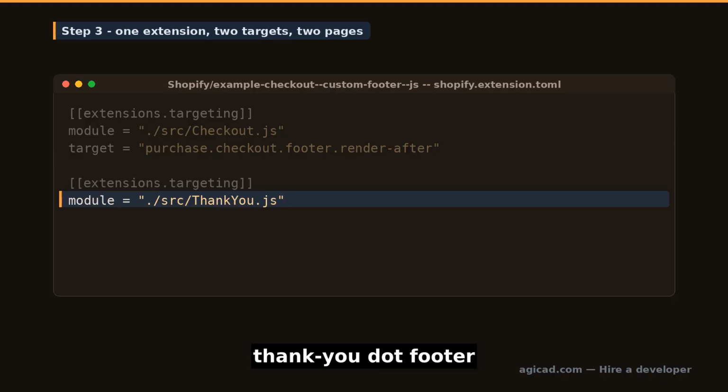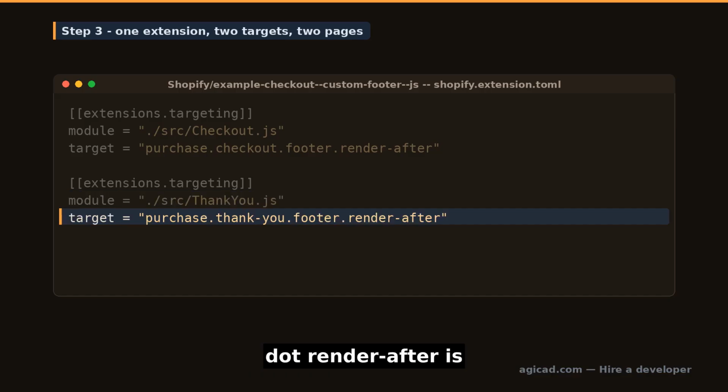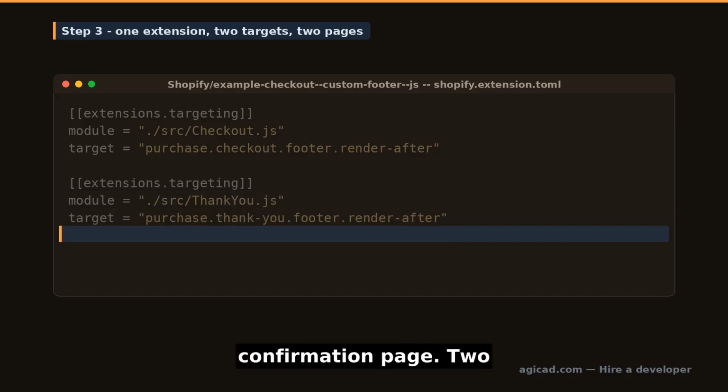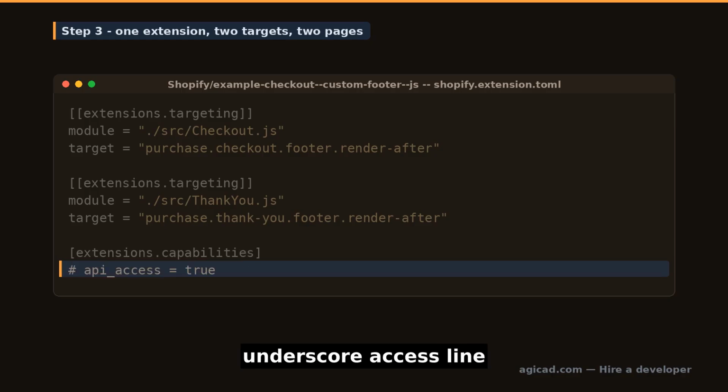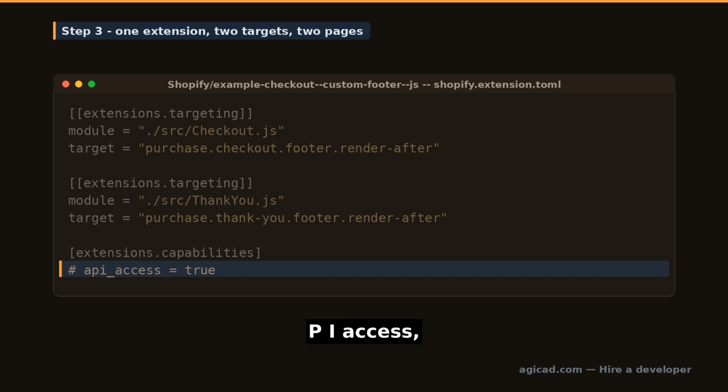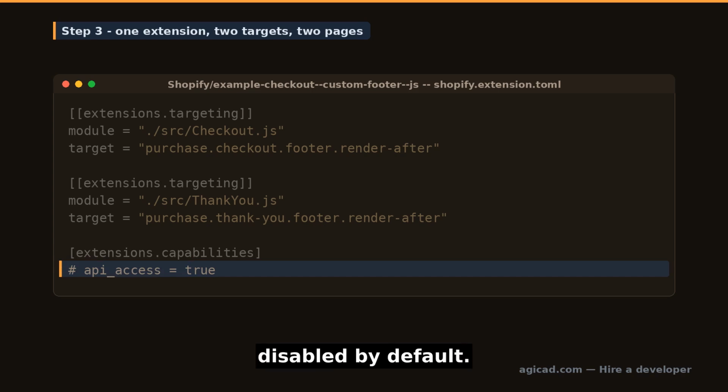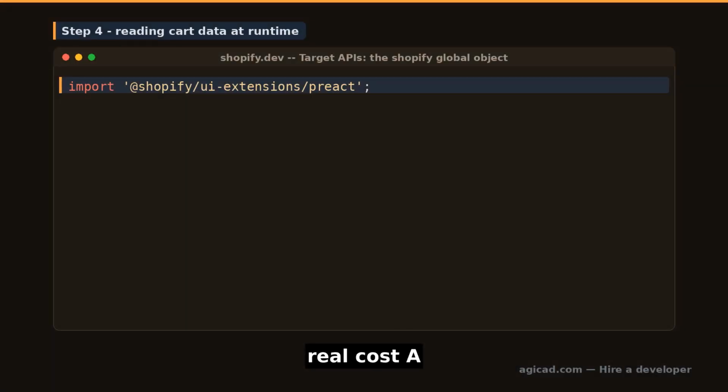Purchase.thankyou.footer.render.after is the same idea on the order confirmation page. 2 different module files, 2 different pages, 1 extension. And that commented out API_access line is the real, exact syntax for requesting storefront API access, sitting right there disabled by default. This is the real cost API example from Shopify's current overview page.